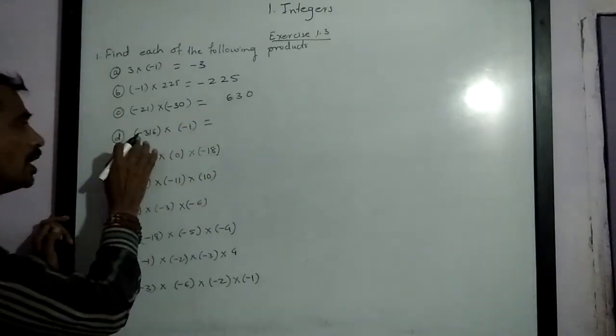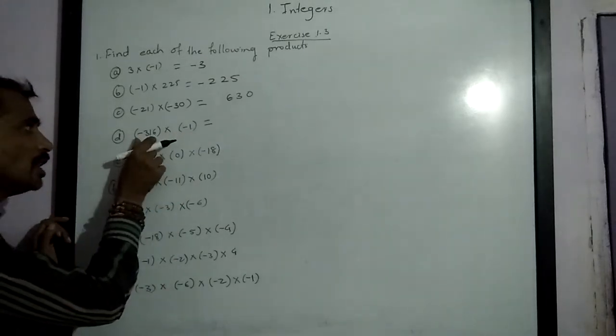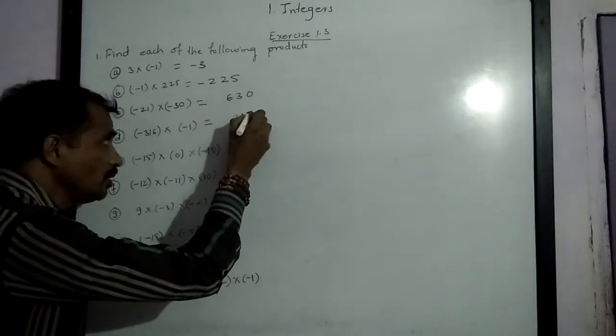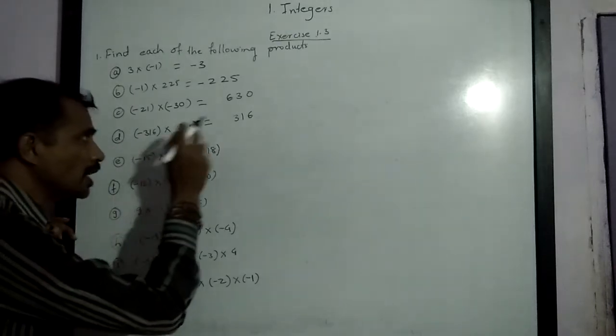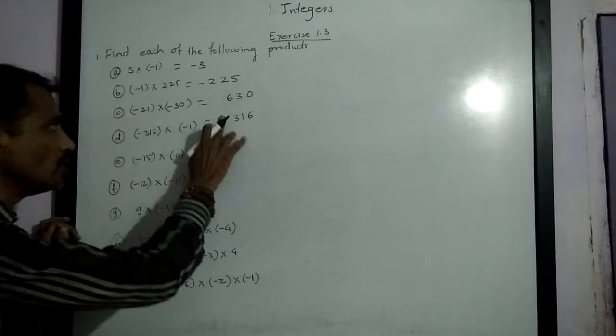Then next is negative 316 into negative 1. So negative 316 into negative 1. 316 ones are 316 because 1 is multiplicative identity, and minus into minus is again plus. Even if you don't write, it is considered positive.